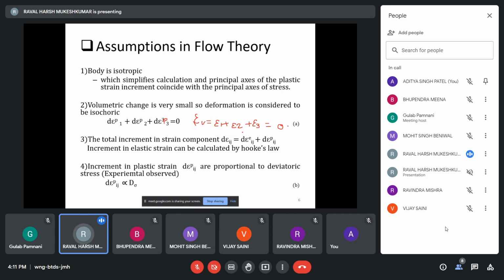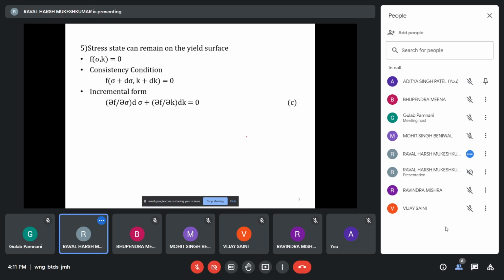Now, this change in elastic strain can be calculated from Hooke's law. And in assumption number 4, we are assuming that the increment in plastic strain is proportional to the deviatoric stress. Now, we all have studied deviatoric stress before, which is responsible for the deformation. Now, in the last assumption, we are assuming that the stress state remains on the yield surface.